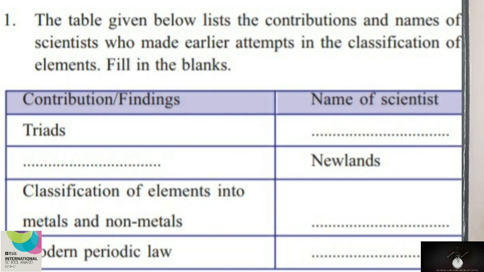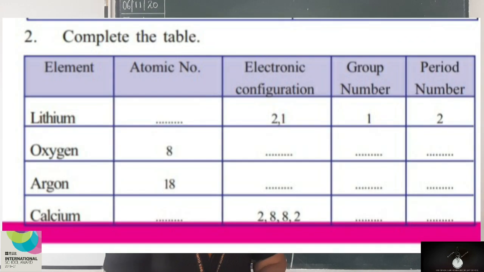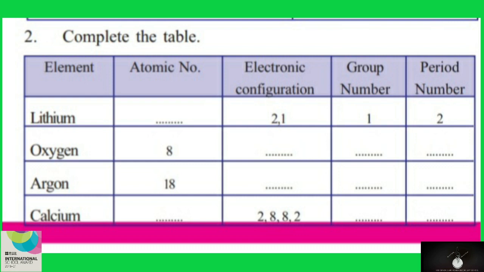Shall we move to the second question? It is about finding out the group number and period number. Lithium, what is the atomic number? 3. Configuration 2,1. Group number is 1. Why is it 1? Because the valence electron is 1. And period number is 2 because it has 2 shells.